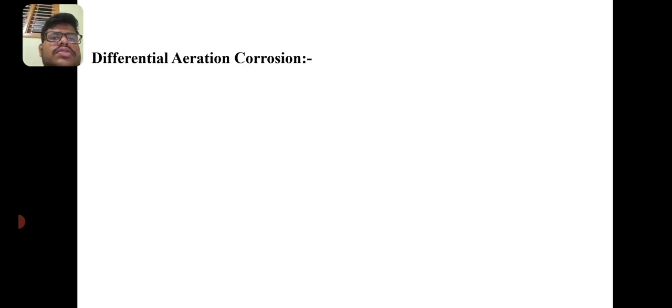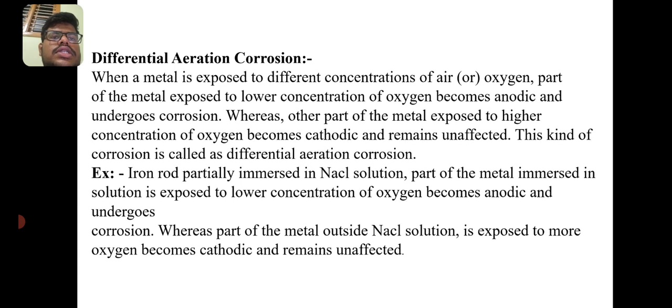Differential aeration corrosion. When a metal is exposed to different concentrations of air or oxygen, the part of the metal exposed to a lower concentration of oxygen becomes anodic and undergoes corrosion, whereas the other part exposed to a higher concentration of oxygen becomes cathodic and remains unaffected. This kind of corrosion is called differential aeration corrosion.